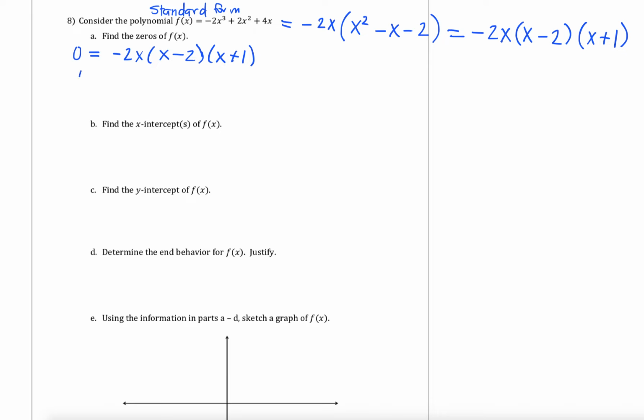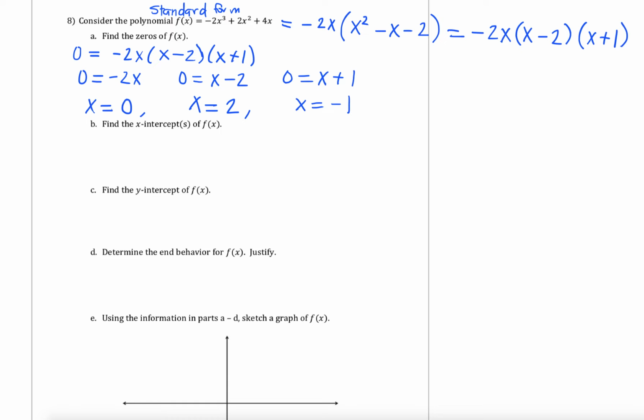So to find the zeros, if I use the zero product property, I get -2x equals 0. I get x minus 2 equals 0. And I get x plus 1 equals 0. From here, I'm going to solve for x in each case. On the first case, when I divide through by -2, 0 divided by a non-zero number is always going to be equal to 0. In the second case, I get x equals +2, and on the last case, I get x equals -1. And these are all of my zeros then for my function.